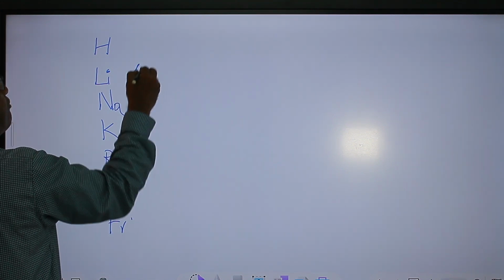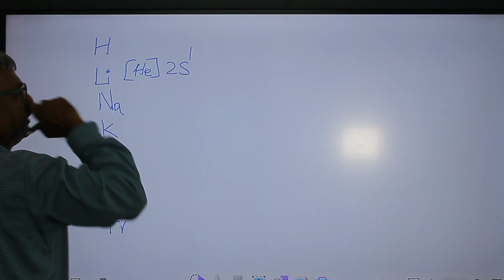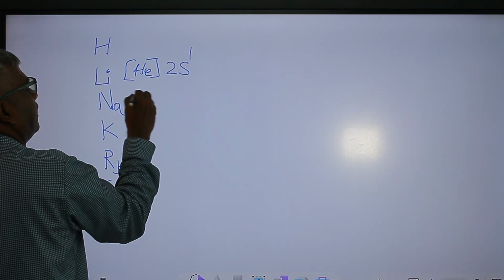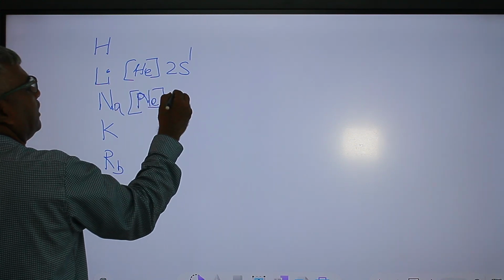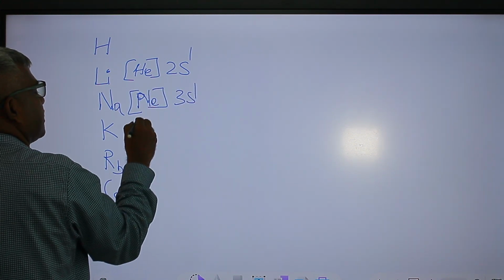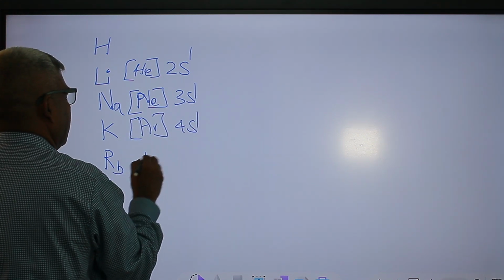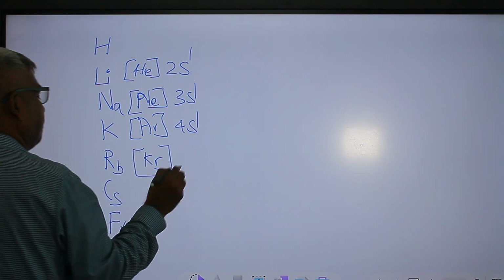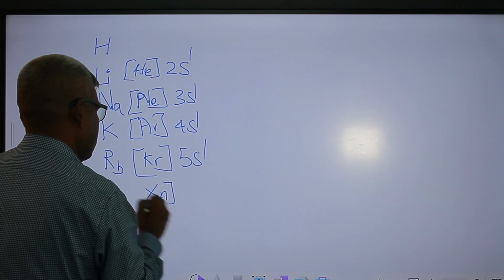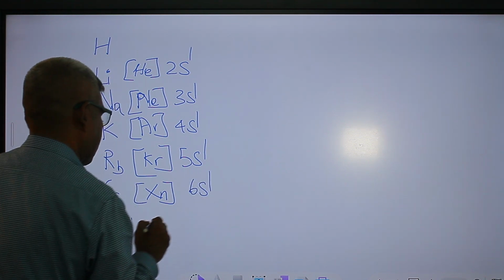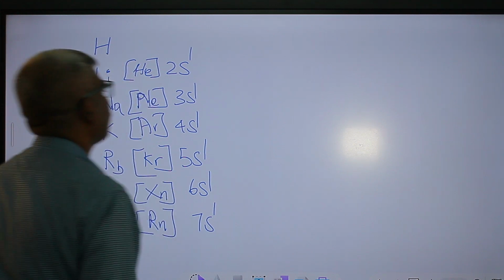Lithium: after the helium electronic configuration you write 2s1, it is all one valence electron. Then the neon electronic configuration, 3s1. Potassium: argon electronic configuration, 4s1. Krypton, 5s1. Xenon, 6s1. Radon, 7s1.